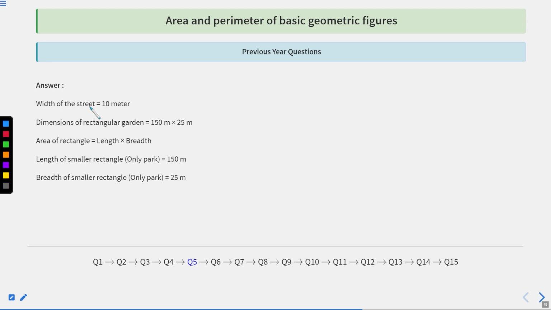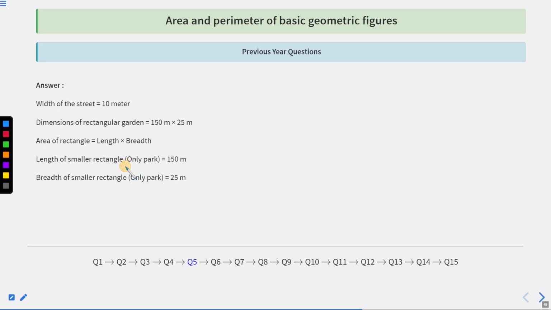So the width of the street is 10 meters. The dimensions of the rectangular garden that are given to us are 150 times 25 meters. So the area of a rectangle will be length into breadth, correct? This is the formula to compute the area of a rectangle. But here we have two rectangles, one smaller rectangle and another bigger rectangle.